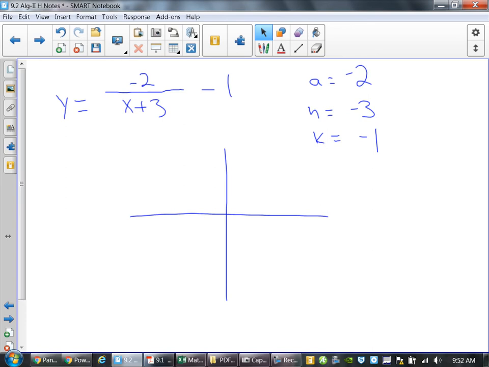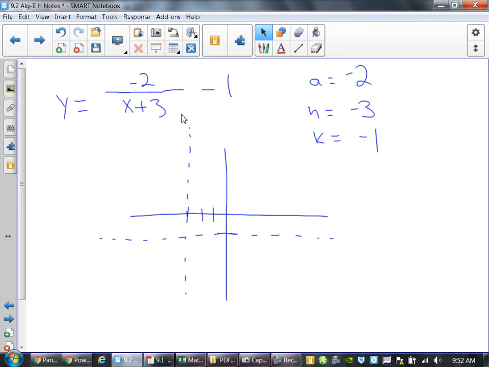My vertical asymptote is going to be at x equals h. So what's my h value? -3. So I have a vertical asymptote at -3. I have a horizontal asymptote at -1. So now I've got to figure out what's happening to this curve on both sides of these asymptotes.